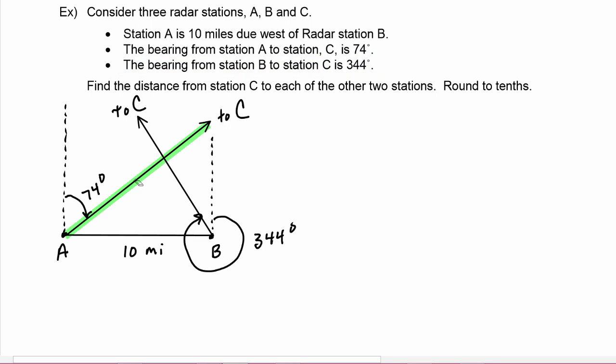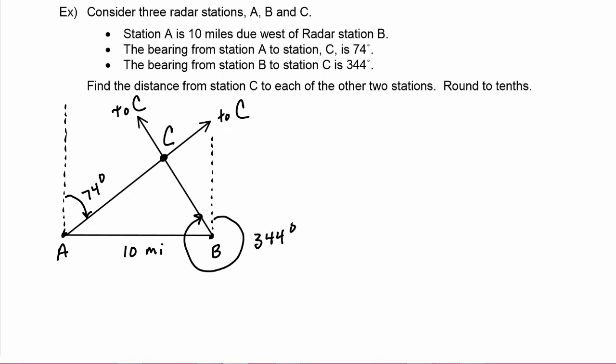Well, if this ray has to point to station C, and this ray has to point to station C, then it must mean that station C is where they intersect. Now we can start to find some angles in the triangle, and we certainly hope we're going to end up with a right triangle so we can use SOHCAHTOA, but we don't know that yet.